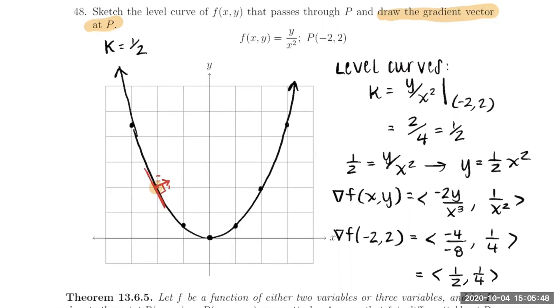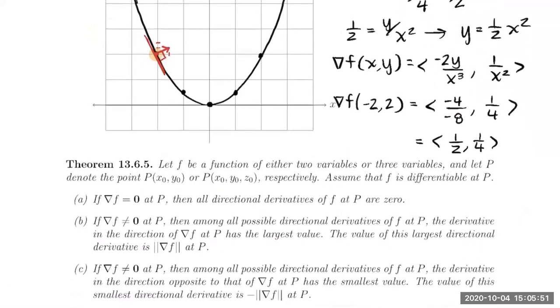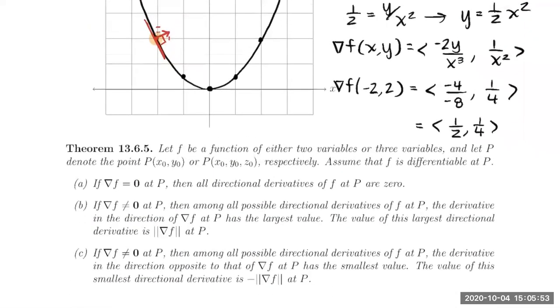All right, we finished this section with a final theorem, Theorem 5, which says the following. Let f be a function of 2 or 3 variables, and let p be some point, x naught, y naught. Assume that f is differentiable at p. If the gradient is 0 at p, then that means all the directional derivatives are 0 at p. All right, and this makes sense, right? Because the definition of the directional derivative is that you want to dot the gradient with the components of the vector u. And so if the gradient is 0, then everything zeroes out.